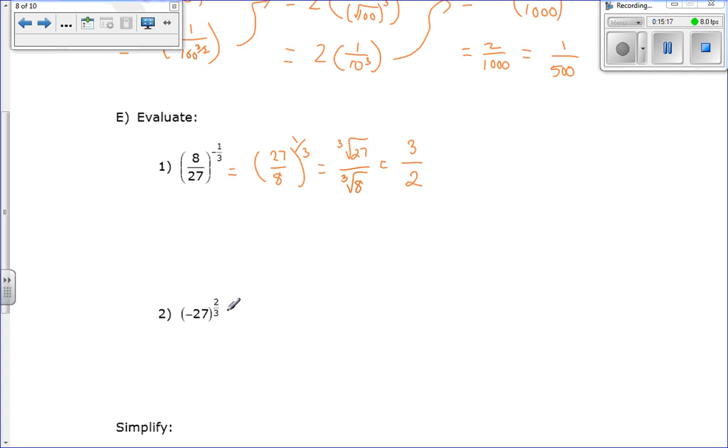Number 2 is a little bit different because my exponent isn't negative, just my number is negative. So we will have the cube root, that's my root and that's my power, of negative 27 raised to the second power. Cube root of negative 27 would be negative 3 raised to the second power is 9.